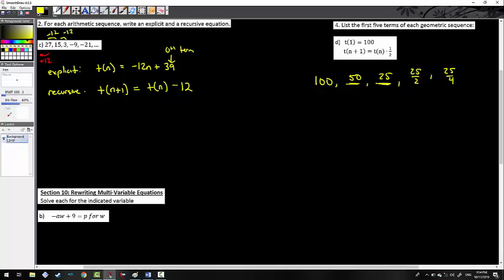Now, I will be willing to bet that some people are confused by this. So, what does that look like? 25 over 2 times 1/2. How do you multiply fractions? You multiply the tops together, and you multiply the bottoms together. 25 over 4, sure as anything, is my next term. Which means, if I was to write another term, it would be 25 over 8. Good job. And so on and so forth.